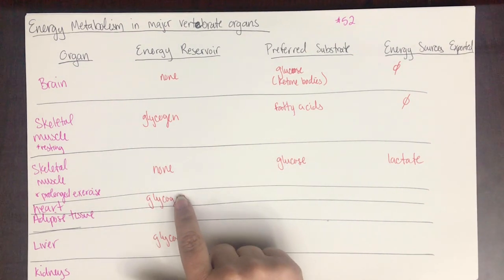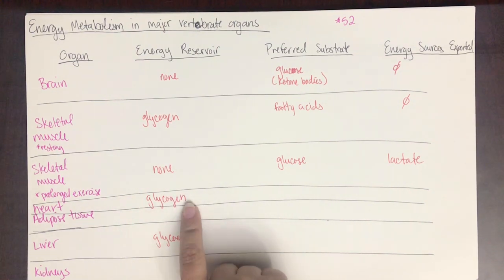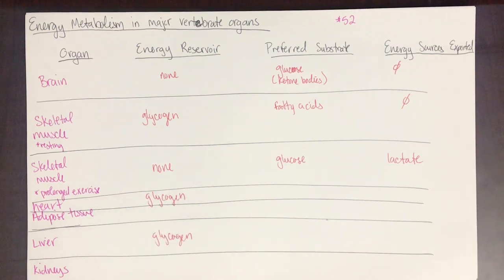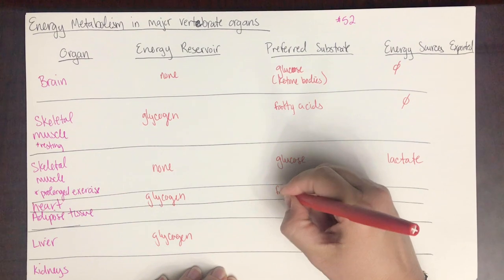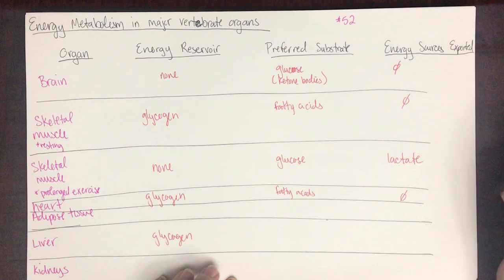The heart is a completely aerobic organ. It also uses glycogen for an energy reservoir. It also can use fatty acids or glucose or ketone bodies. Fatty acids here. And it doesn't have any exported fuels.